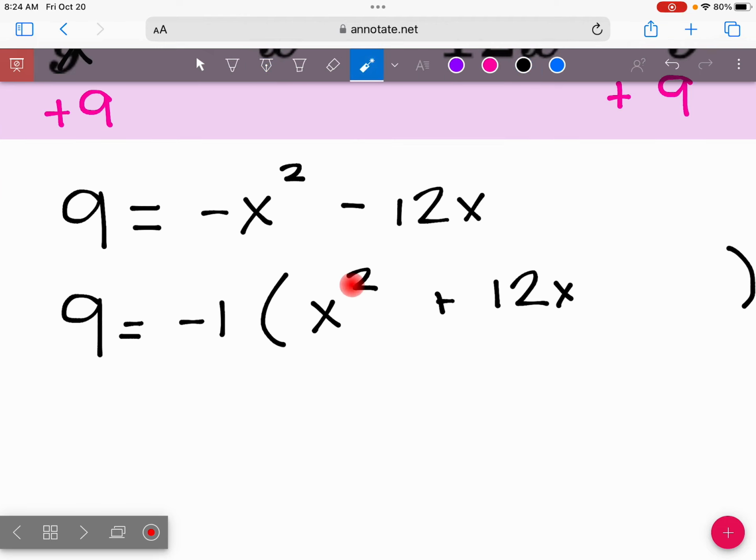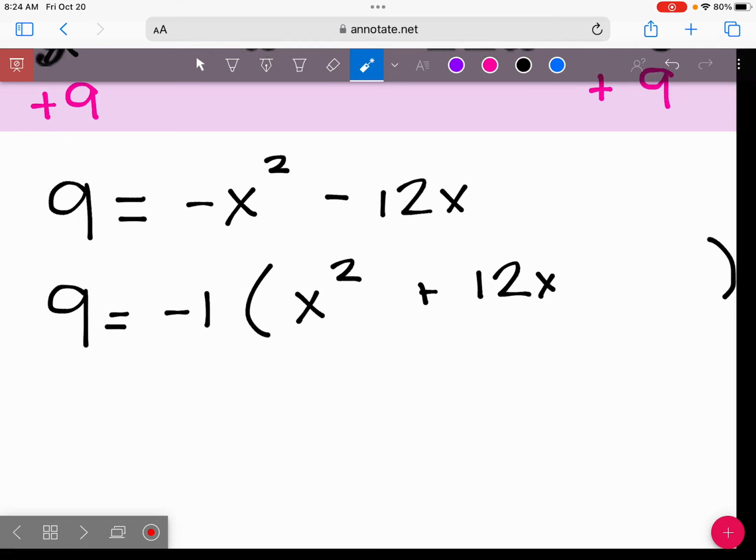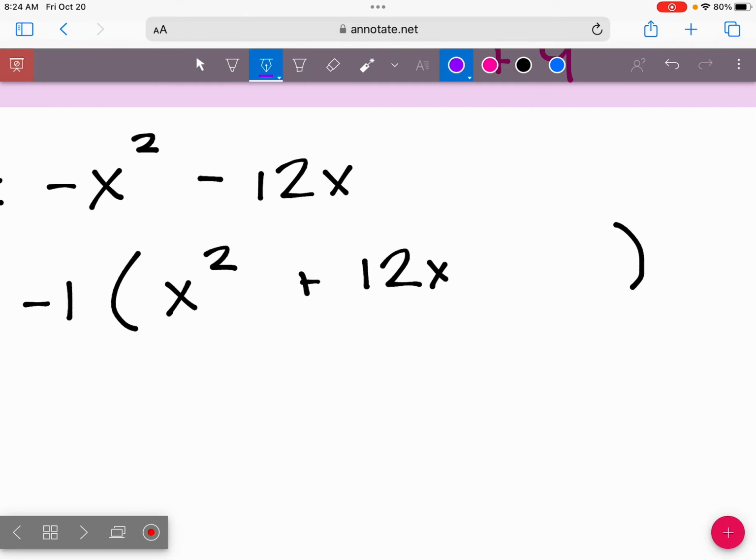Since my x squared had that minus 1 in front, I want to divide that out because I can't find something that squares to make negative x squared. That's not real. So we're going to put the x squared as a positive so that I can make this be a perfect square. And that's what we're going to do next.